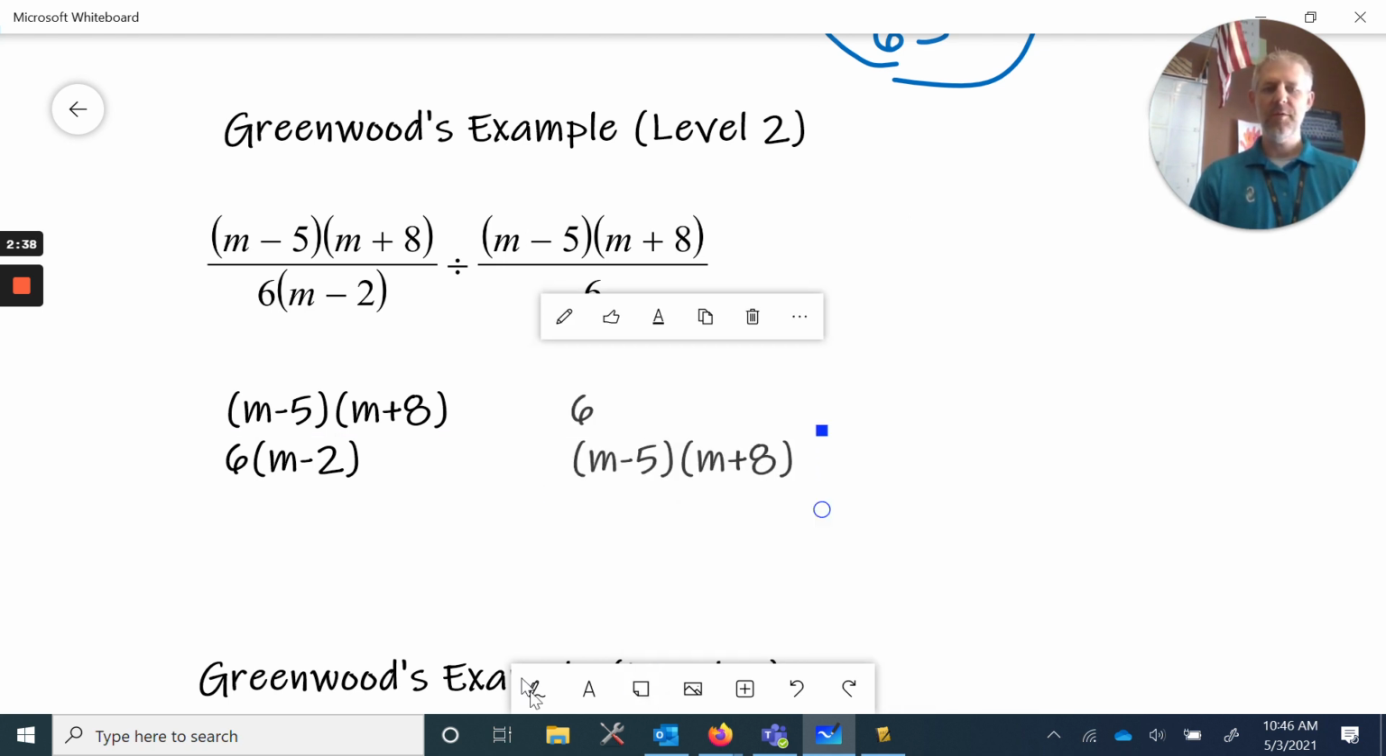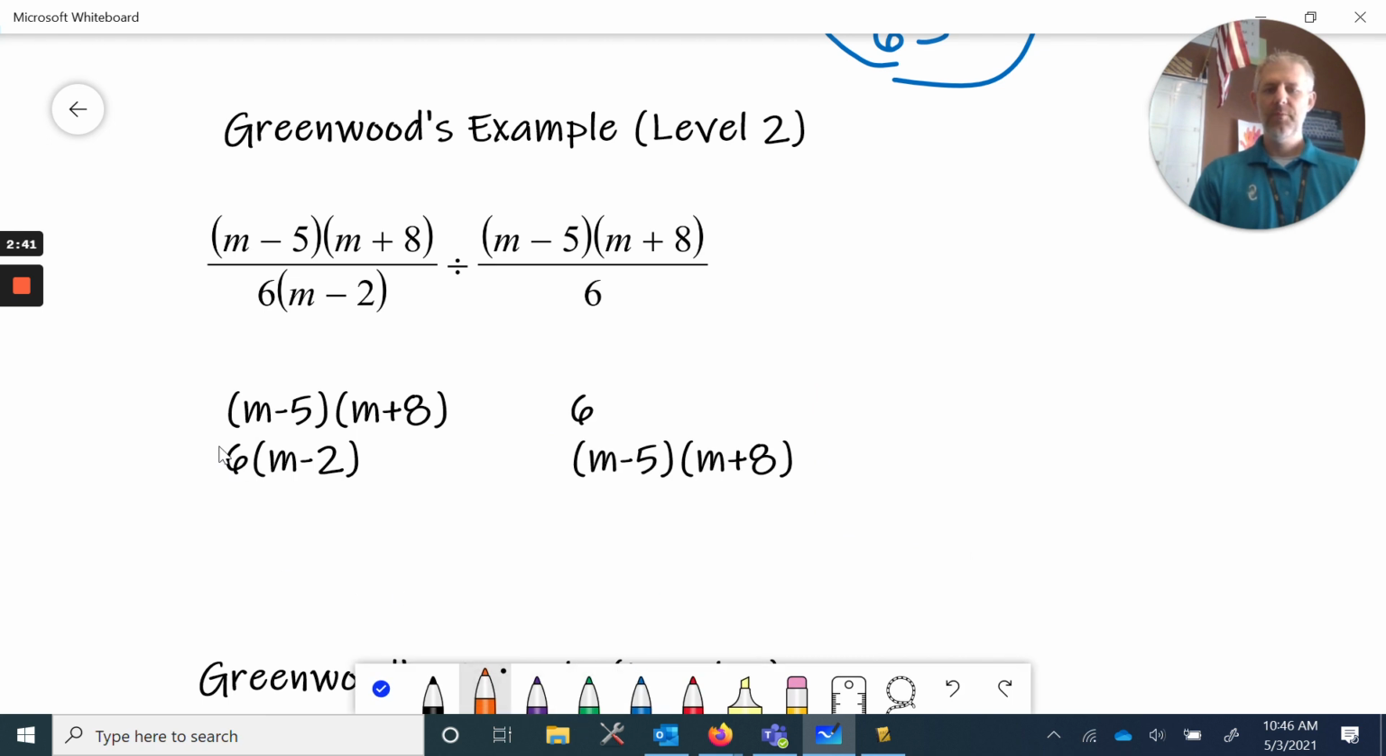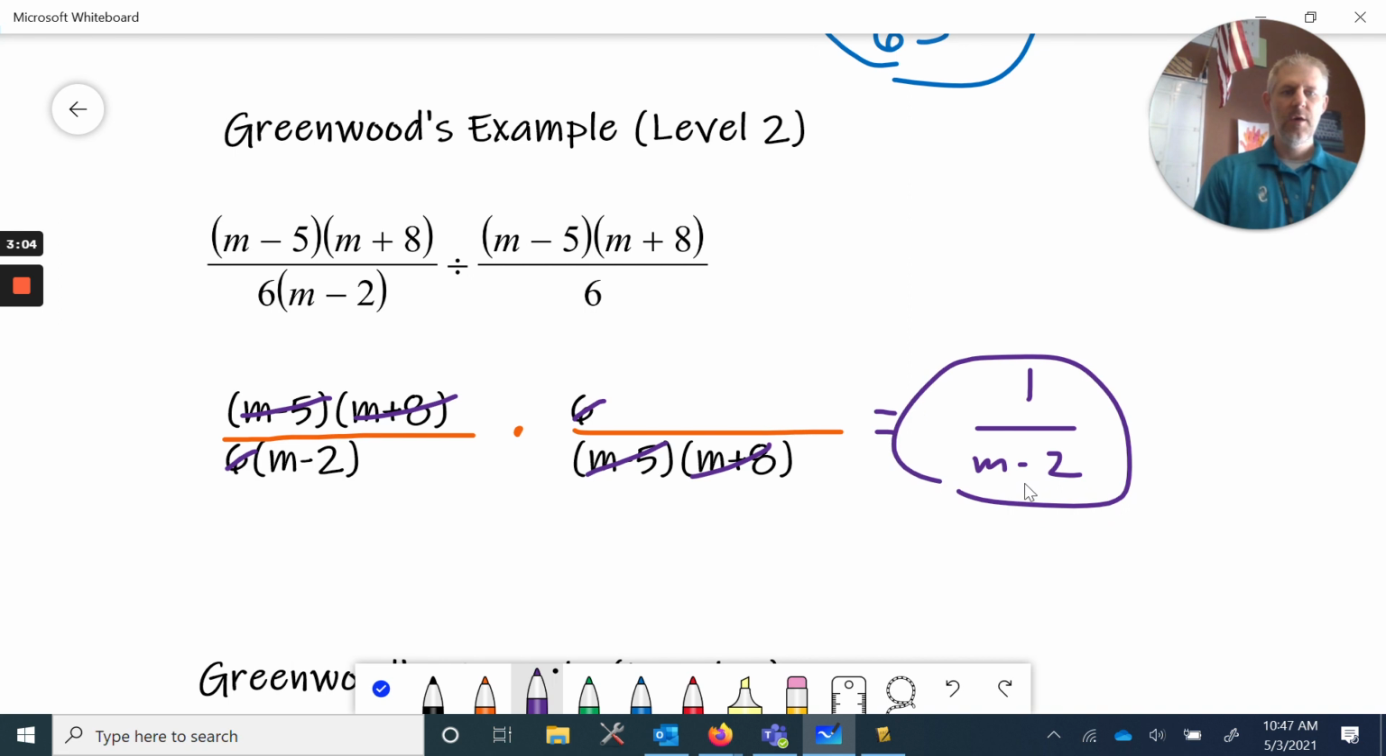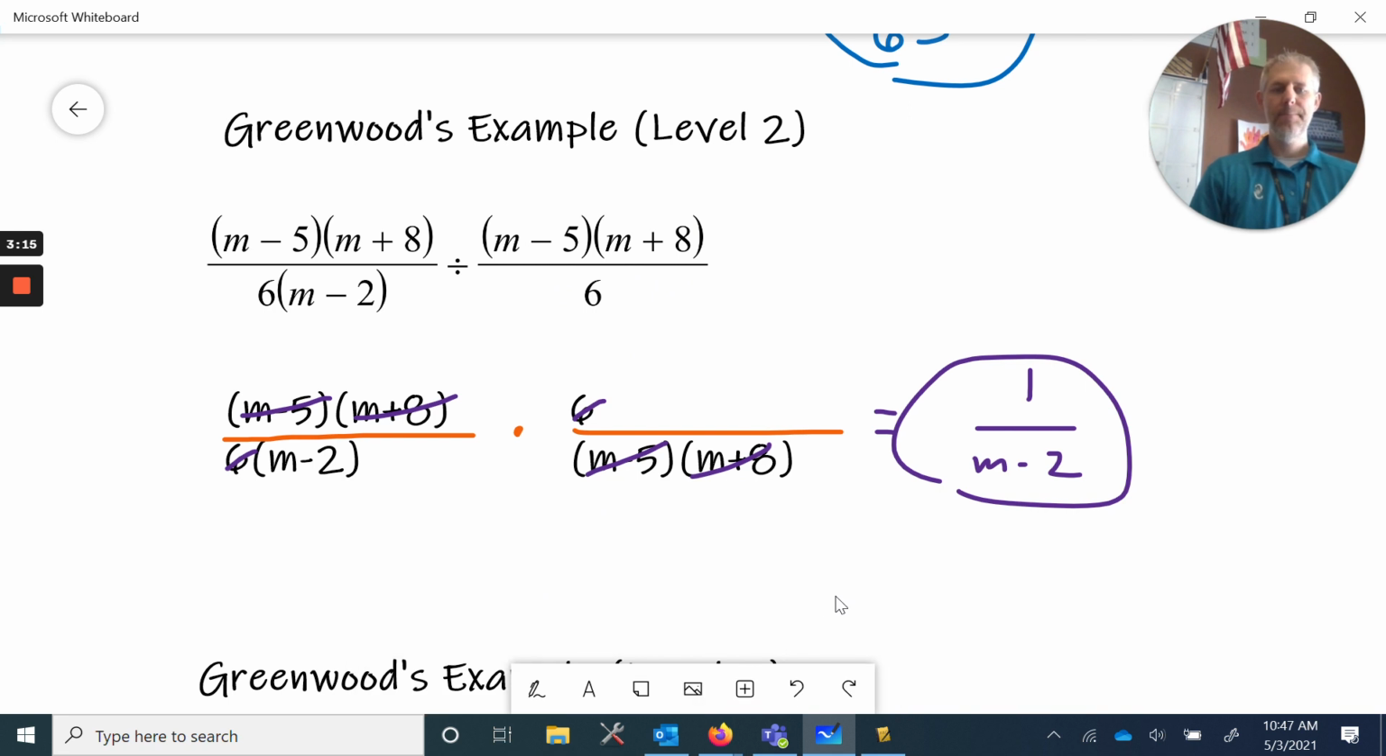And so then this becomes a multiplication problem we need to handle. So again, multiplying by the reciprocal. Take the reciprocal of the second one. So now we'll look for canceling. I notice my m minus 5s will cancel, my m plus 8 groups will cancel, the 6's cancel. And now on the top, I'm just left with 1, because remember, if everything cancels, it's just a 1, and m minus 2 on the bottom. Okay. So with these division ones, they're just like multiplication. We're multiplying by the reciprocal. And remember, the reciprocal is just to flip the fraction. Numerator, denominator, switch spots.